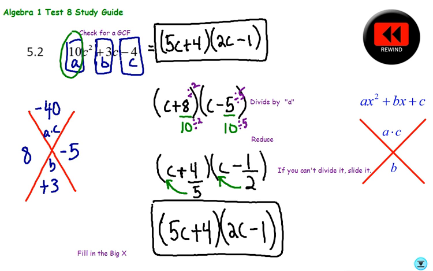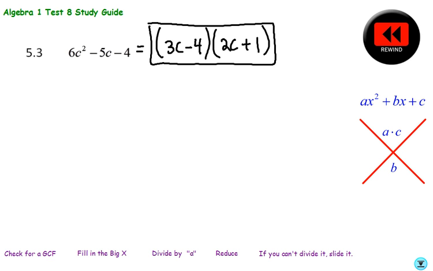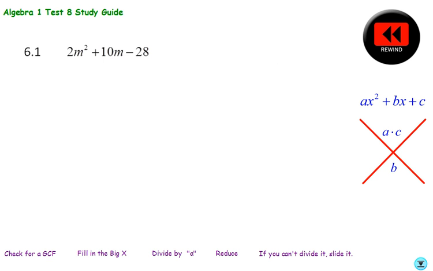All right, so let's check in with you. 5-3 on the right side should have got 3c minus 4 times the quantity 2c plus 1. So that's what you should have got for number 5-3 on the right side. All right, well, hey, we're halfway home. Turn over to the back side, and let's take a look at number 6. So hang in there. We're halfway there.